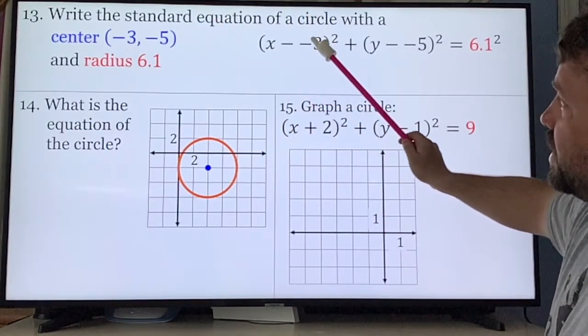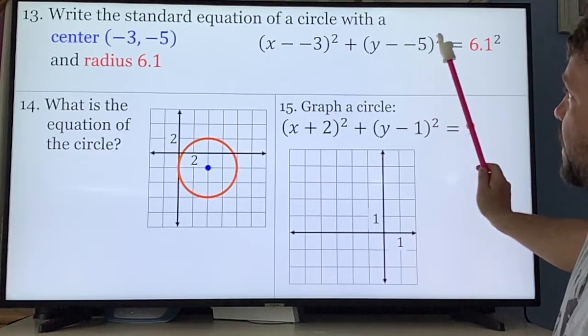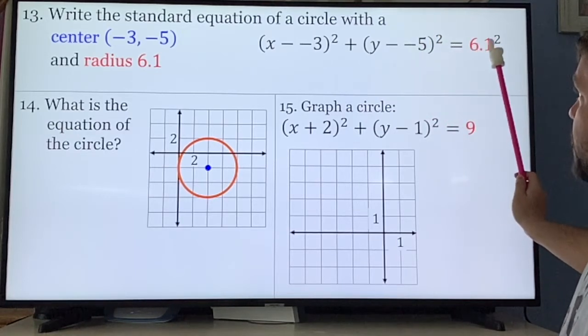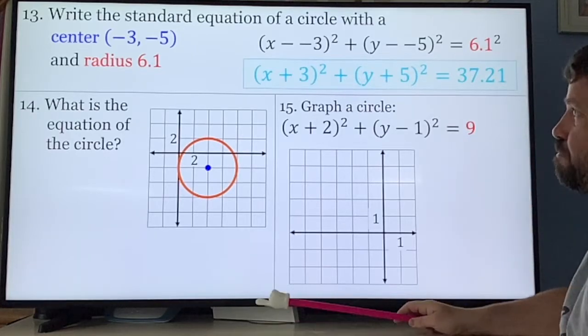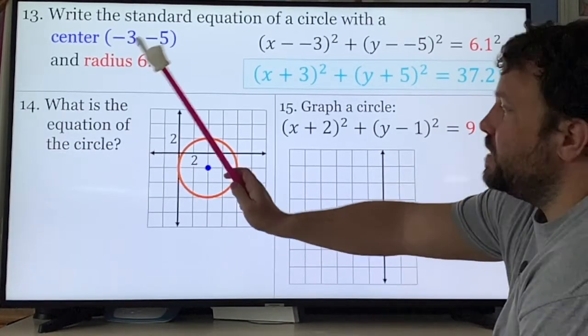X minus a negative 3, y minus a negative 5 squared equals 6.1 squared, plus 37.21. Okay. What is the equation of this circle?